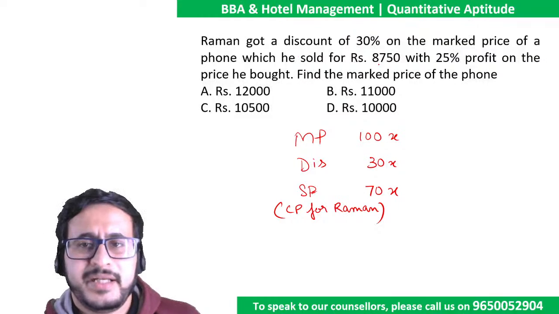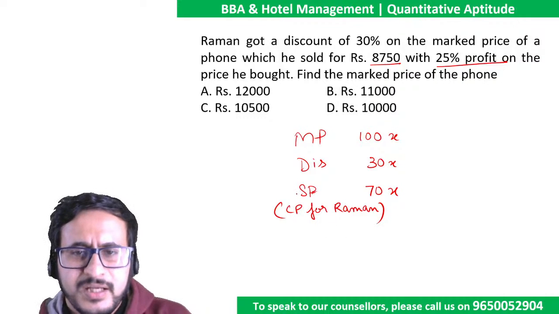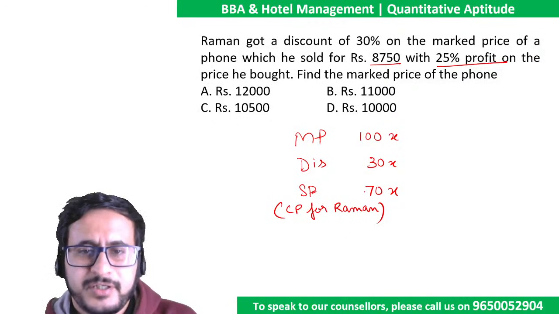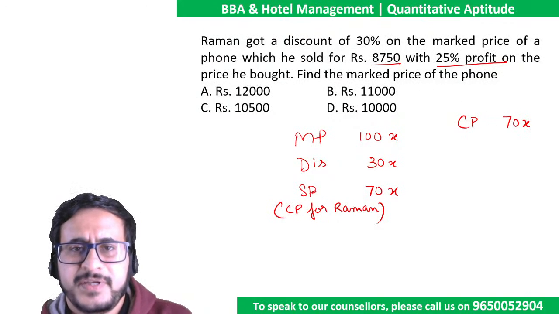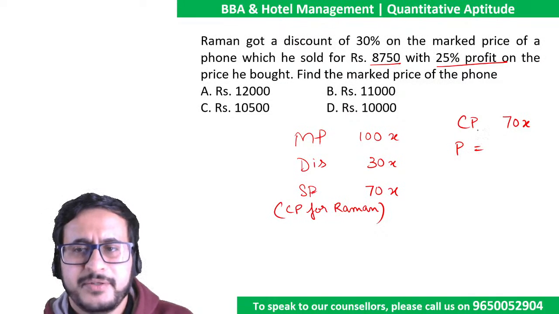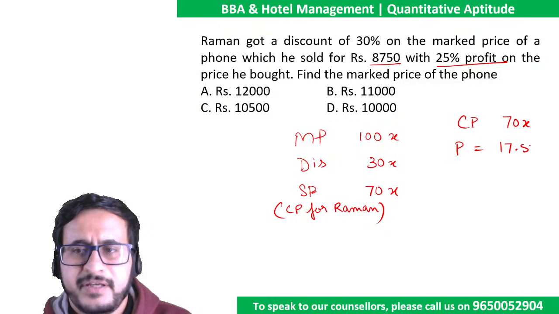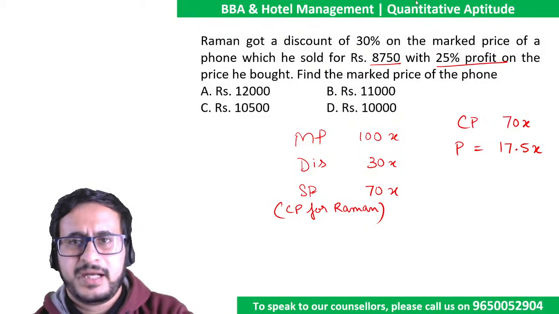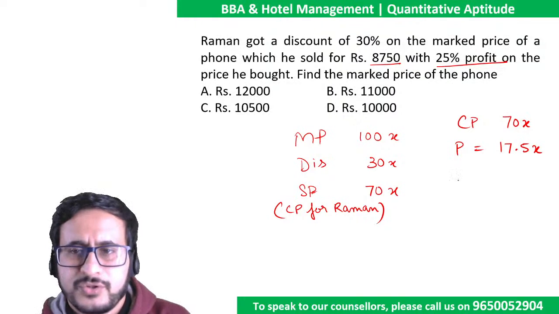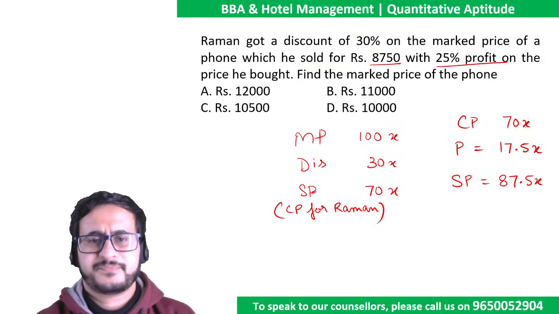Now he sold at 8750 with 25% profit on the price he bought. Now his cost price is 70x. He is making 25% profit. So what is profit? Profit is 1/4 of 70x, that is 17.5x. So 17.5x is the profit and he is selling it. So what is the selling price? We will add cost price and profit. We'll get the selling price as 87.5x.